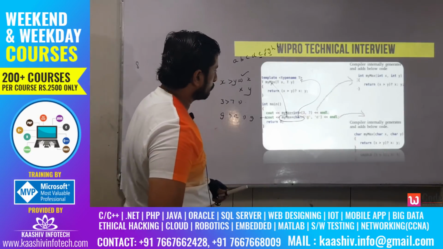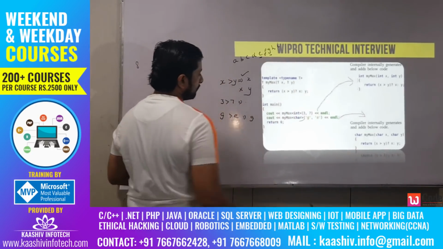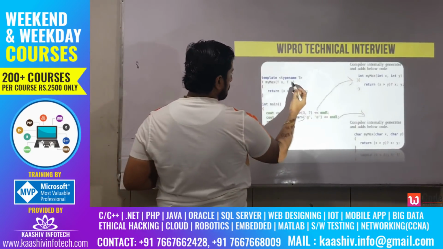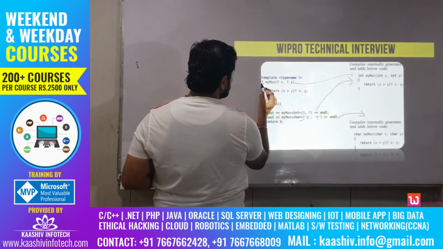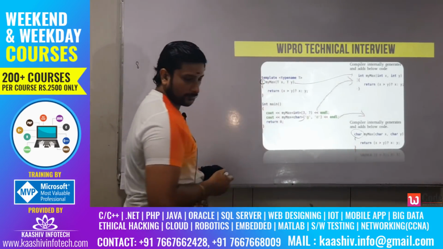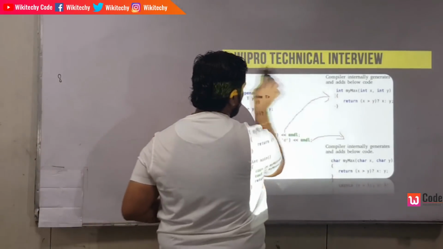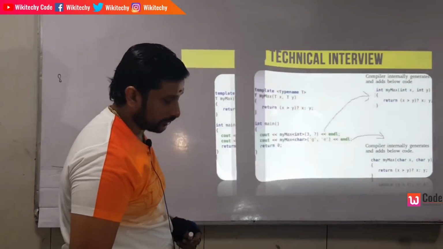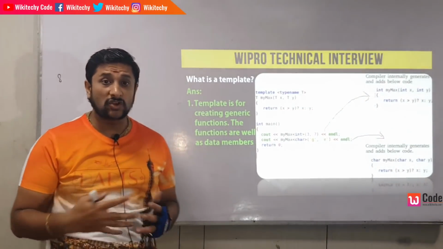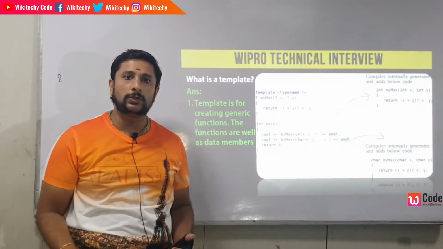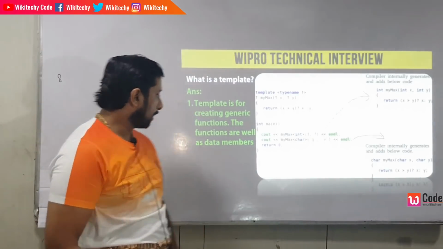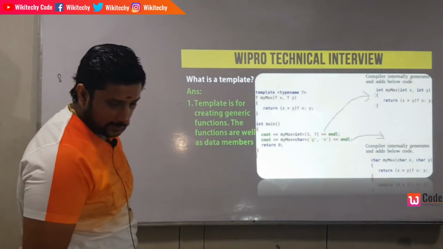This is the one I want to show you. If the integer is passed, the template becomes like this. You are able to see that instead of T, the integer comes into the picture. Instead of T, you got the character as the variable. This is how it will be done. Let's move on to the actual question here. What is a template? A template is nothing but a generic function to which you are able to pass the data type as a parameter. You are able to see it here. Let's move on to the next question.